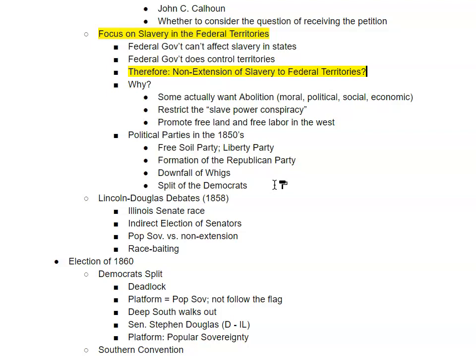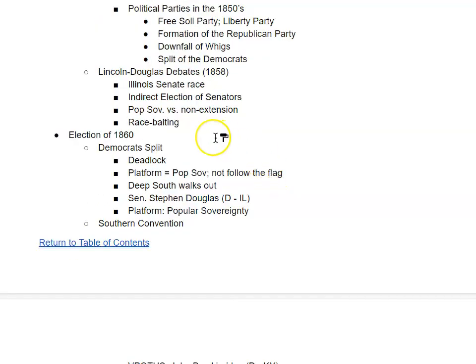A key event in the 1850s that highlights this issue were the famous Lincoln-Douglas debates, not for president, but for the 1858 Illinois Senate race between Abraham Lincoln and Stephen Douglas. The two men took differing positions for Illinois, Republican versus Democrat, where Lincoln took the position of non-extension and Douglas took the position of popular sovereignty.